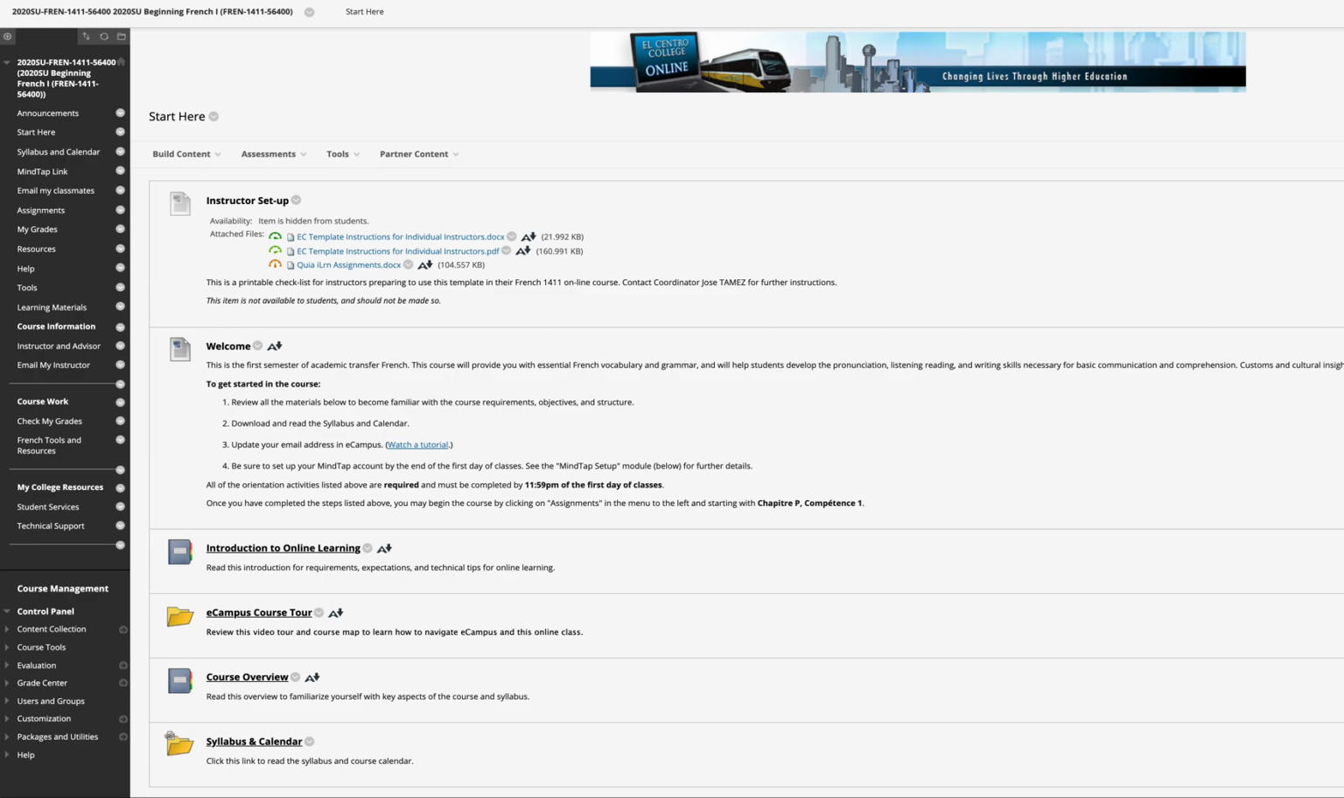I want to point you to the left-hand side. There is a menu. For those of you who are comfortable with eCampus, this may look very similar to other courses. I want to point out a couple of them. When you start in this class, I want you to go to Start Here, and here you will find a lot of information. Then you have the syllabus and the calendar, and you have assignments.